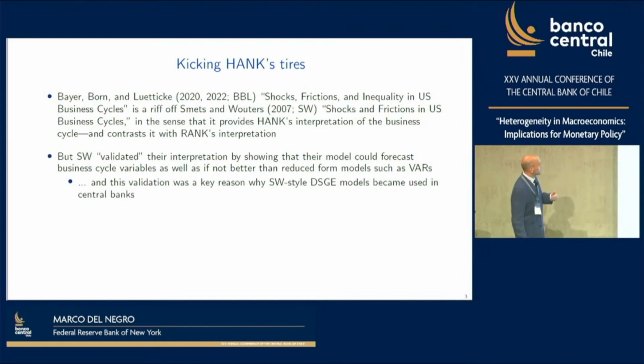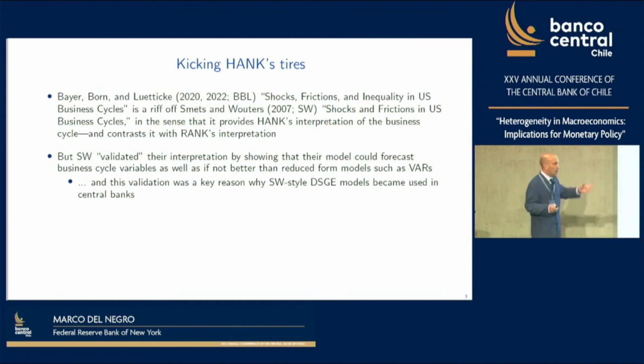is Shocks, Frictions, and Inequality in the U.S. Business Cycle, which is intended to be a riff on Smets and Wouters' Shocks and Frictions in U.S. Business Cycles. The whole point of the paper is to interpret the business cycle through the eyes of a HANK model and contrast it with the Smets and Wouters RANK model interpretation.